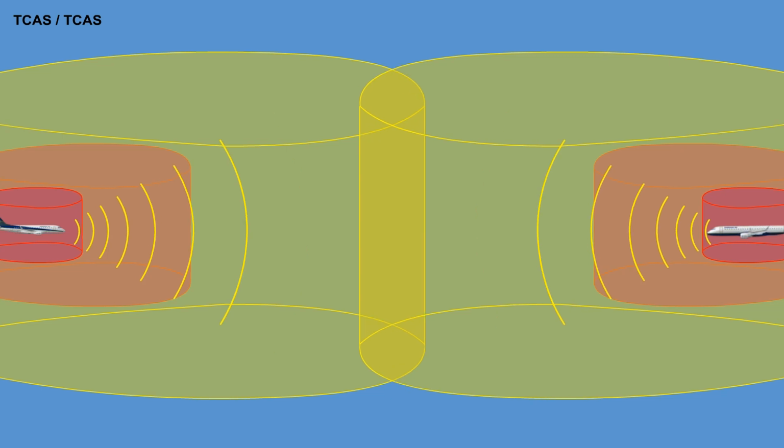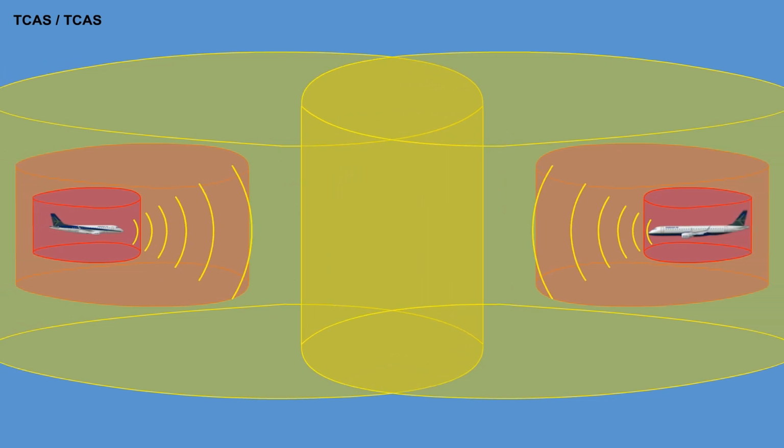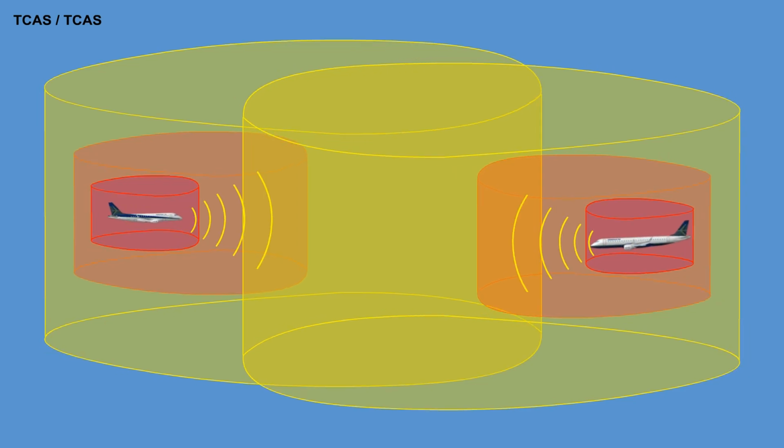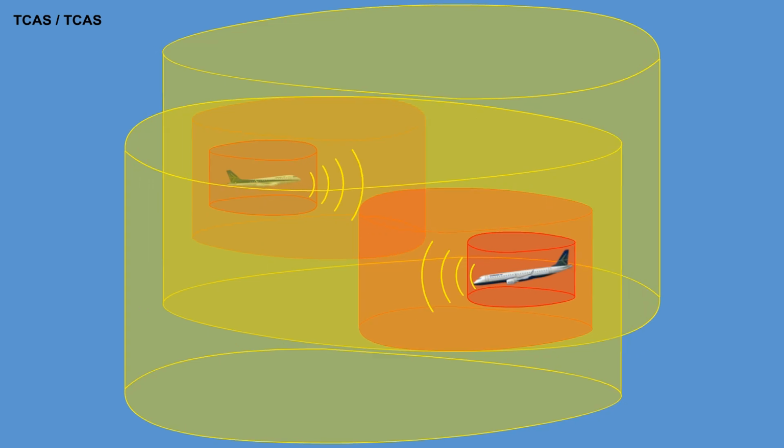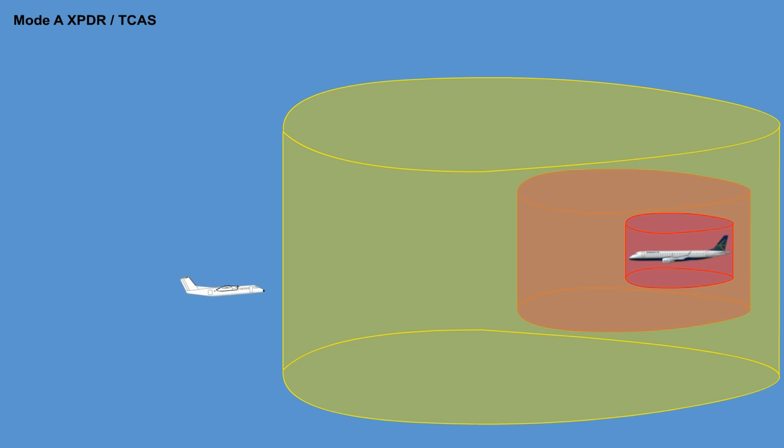If the intruding aircraft is also equipped with TCAS, the 2 systems can communicate their mutual intentions for an avoidance maneuver through the Mode S transponders. Mode A transponder-equipped intruders result in detection and display of traffic advisories only. Intruders not equipped with a transponder are invisible to the TCAS.